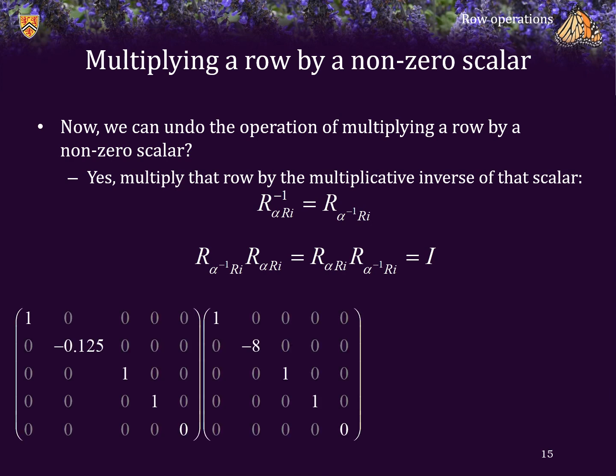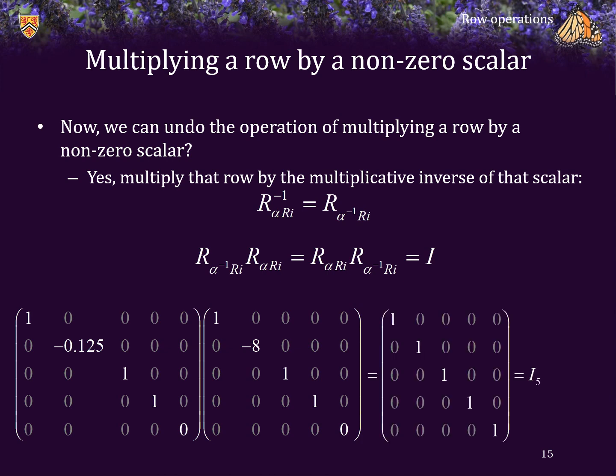For example, here's the matrix from the previous problem. If I multiply it by 1 over negative 8, multiplying those two matrices together gives you the identity matrix.